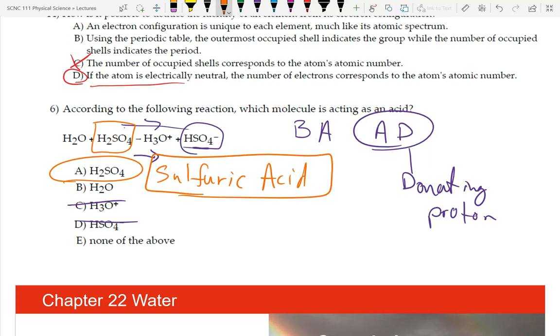If the arrow had been going the opposite direction, which one would be acting as an acid? The hydronium, the H3O+.